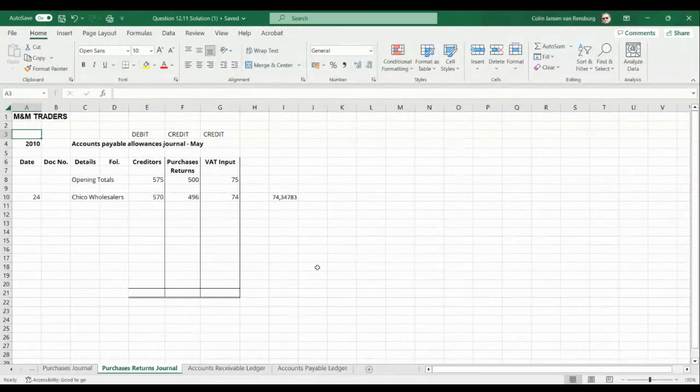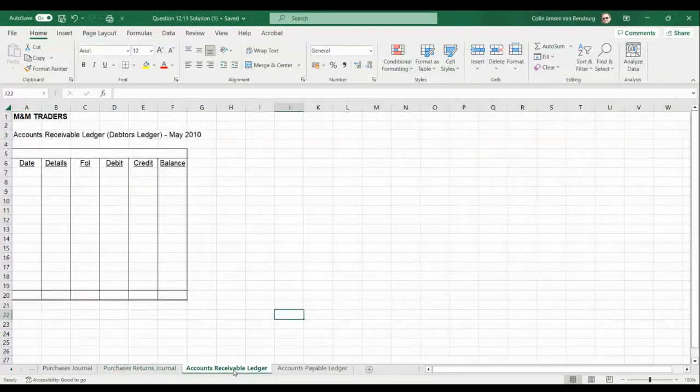So now I'm going to ask you a few questions, ladies and gents, as is our custom. If we go to our accounts receivable ledger, there I've just made a typical blank form. Let us maybe look at the format. So we've got an accounts receivable ledger or debtors ledger for May 2010.